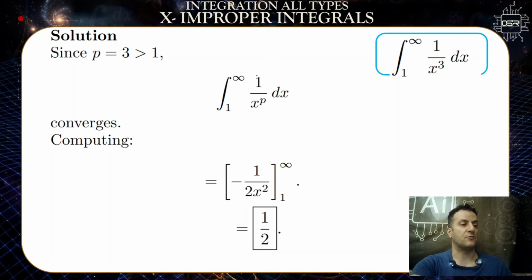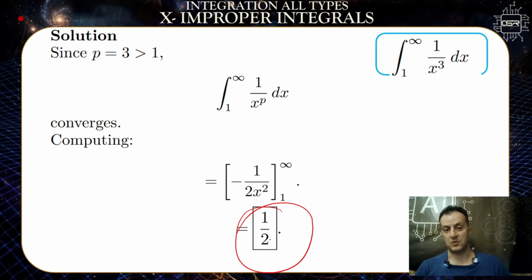So this has the form of integral from 1 to infinity of 1 over x to the power of p dx. When we compute the integral, we end up with minus 1 over 2x squared between infinity and 1, which is 1 half. So it is convergent, and it converges to 1 over 2.